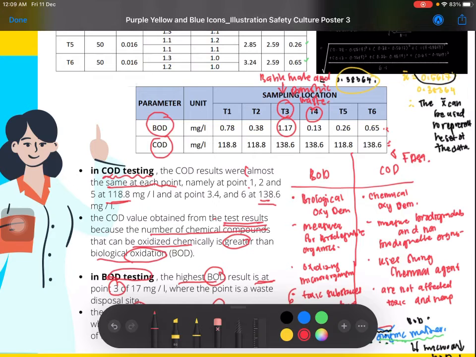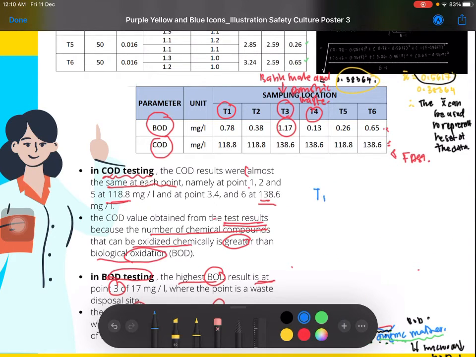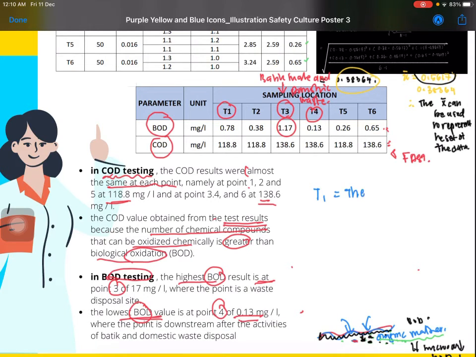As for COD, why is there a place where it is high and a place where it is lower? At T1, the water samples are not affected, so the value is low because there is no pollution, or just low pollution, maybe only from domestic sources. At T2, it is the same, so the value does not have any difference.